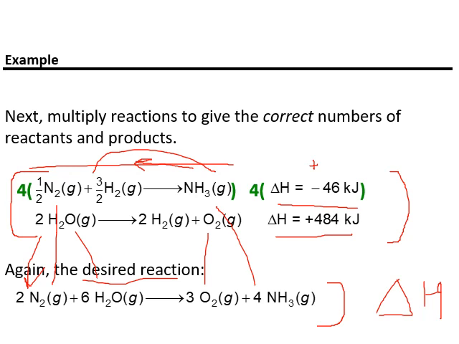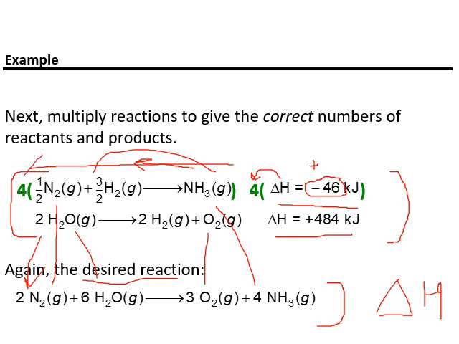In this case, it turns out that if we multiply the top reaction by 4, then that's going to become 2N2 plus 12 halves H2, which is 6H2. And then 4NH3. And we also have to multiply the delta H over here by 4 as well. So we have to multiply that number right there by 4, and the reason is because we multiplied all of these numbers over here by 4.